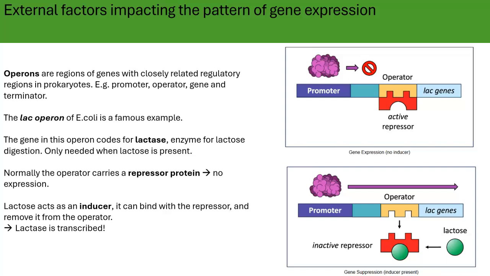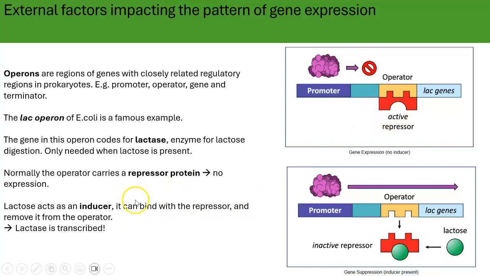Now, the famous example that we're going to use is the lac operon in E. coli. So the gene in this operon codes for the enzyme lactase that is used for lactose digestion. The bacteria, of course, only need this enzyme when there is lactose present. And normally, the operator, a regulatory part just ahead of the gene, carries a repressor that stops the RNA polymerase. There will be no expression.